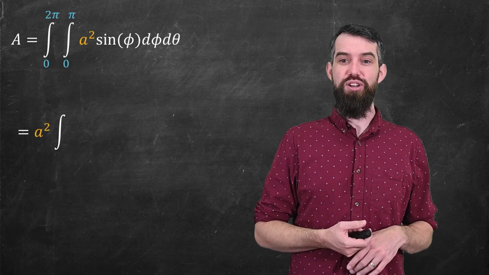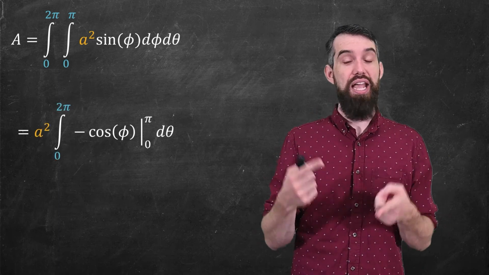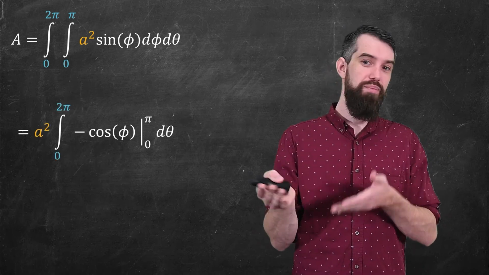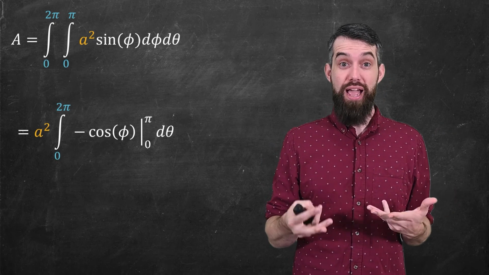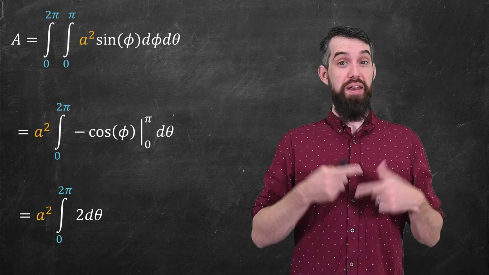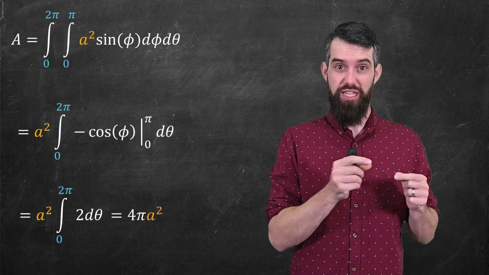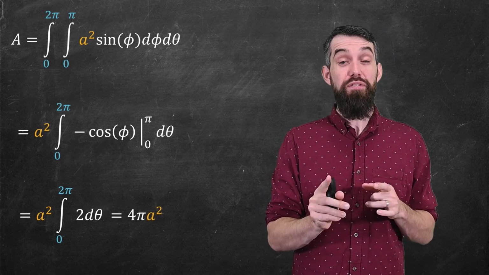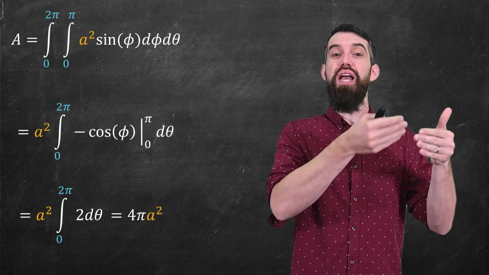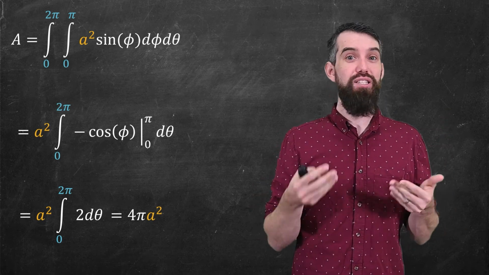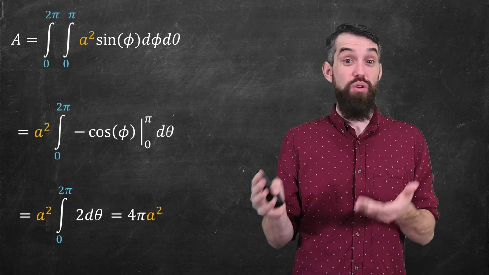So I can integrate out my sine to get a negative cosine between 0 and pi. A squared comes out the front. This integrand just evaluates as 2, and then integrating 2 between 0 and 2 pi is just going to give me 4 pi times a squared. That is, we have computed out that the surface area of a sphere of radius a is 4 pi a squared. The result you may have known.